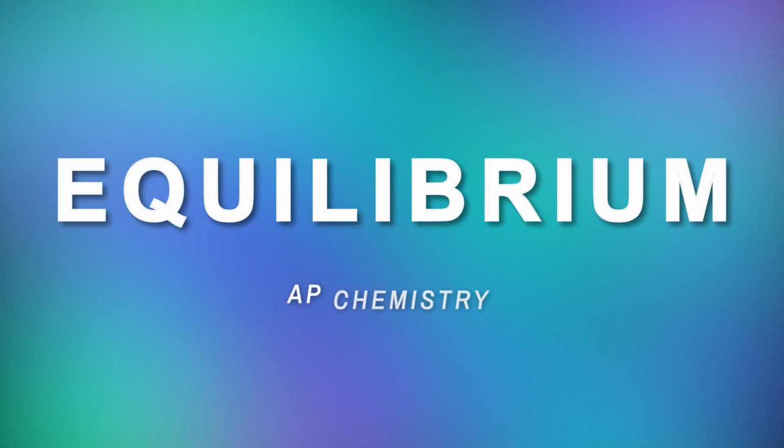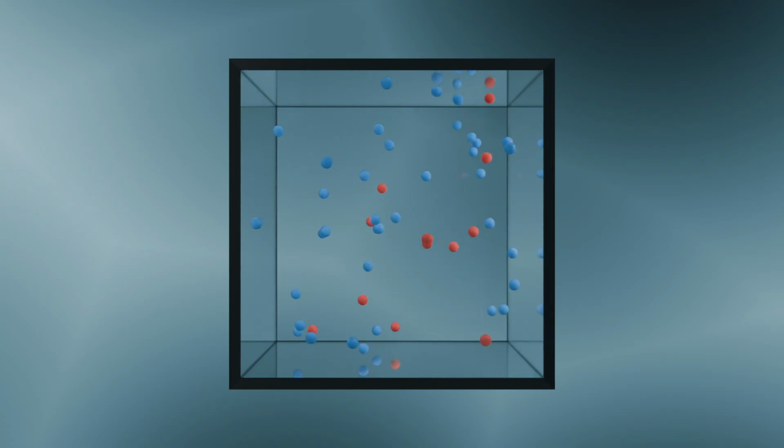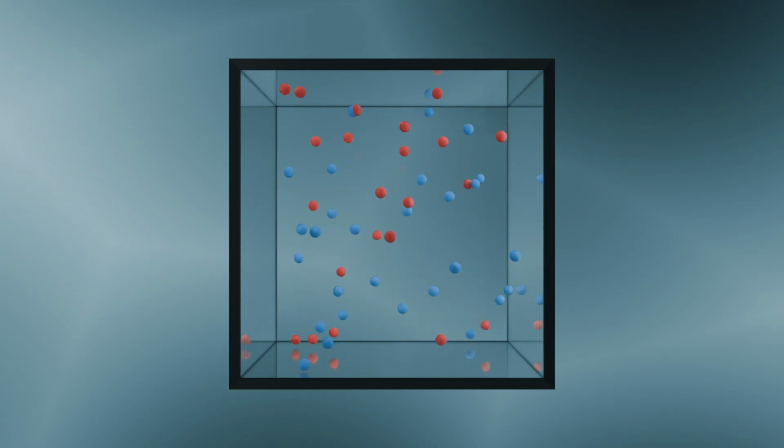Let us consider a simple reaction. Substance A converts into substance B. This is a reversible reaction. The blue particles represent A, and the red particles represent B. At the beginning, the container is filled only with A, the blue particles.